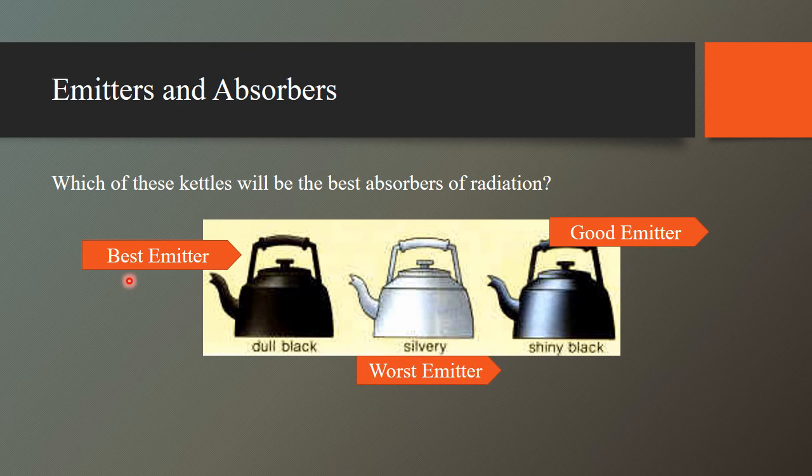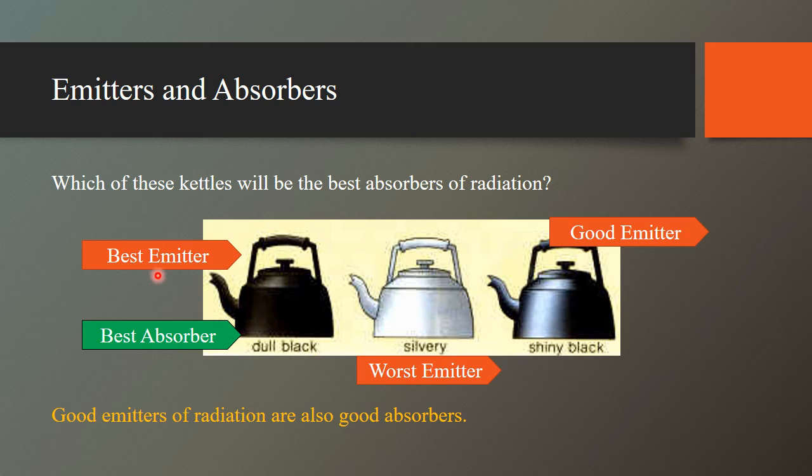Here is a hint for you that the best emitter of heat among these surfaces is this dull black surface. Shiny black surface is still a good emitter, while the worst emitter of heat among these three is the silvery surface. Another thing that you should keep in mind is that good emitters of radiation are also good absorbers. That means the best emitter will also be the best absorber, which is the dull black surface.